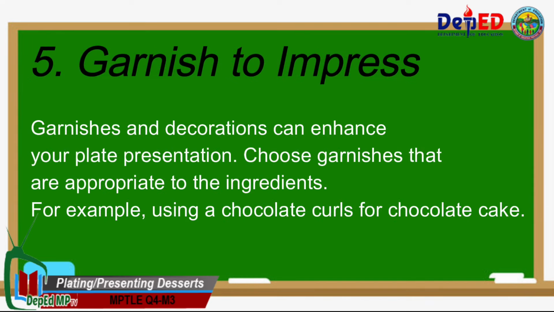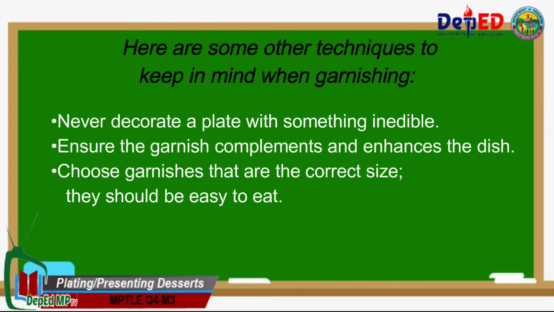Number 5. Garnish to impress. Garnishes and decorations can enhance your plate presentation. Choose garnishes that are appropriate to the ingredients, for example, using chocolate curls for chocolate cake. Here are some other techniques to keep in mind when garnishing.